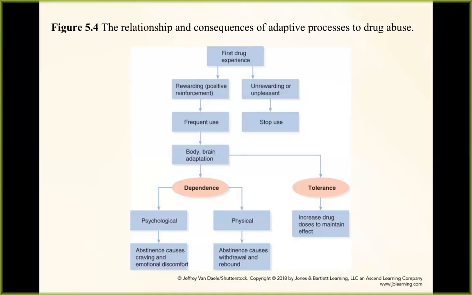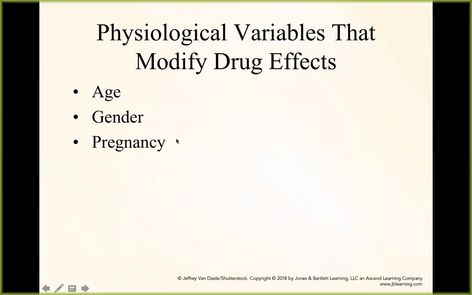So we're going to talk about dependency, but the idea is that with some drugs, people can become physically dependent right from the first use, like for example, meth. People become physically addicted from the first use. And then with psychological dependence, they start to get emotional discomfort. So take a look at that. Okay? And I want you to make sure you go over this.